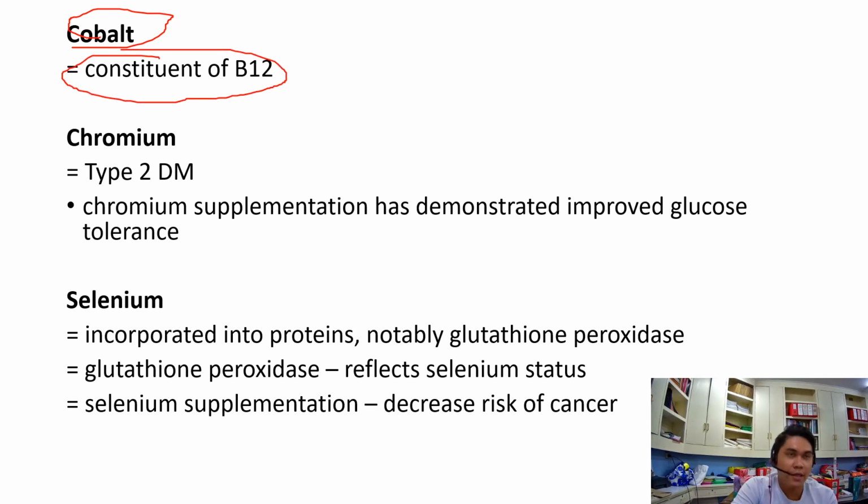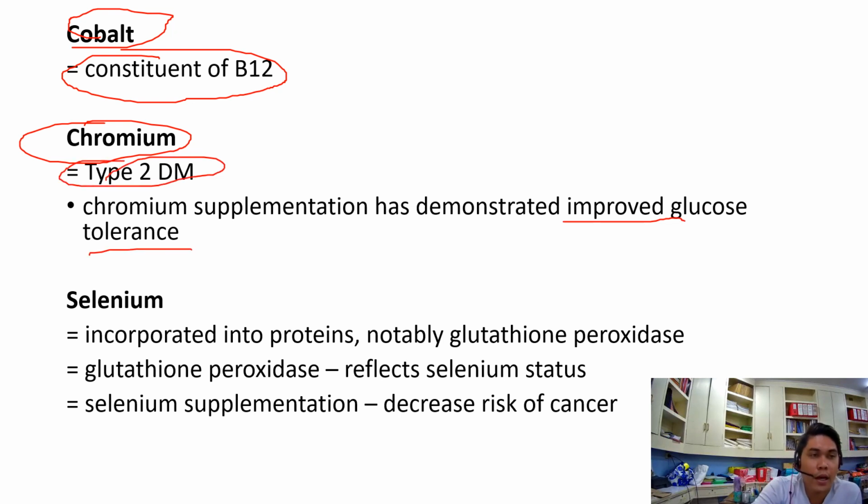That's why the other name of B12 is cobalamin, because it contains cobalt. The next is chromium. Chromium is important for type 2 DM. Chromium supplementation has demonstrated improved glucose tolerance, meaning for those individuals with type 2 DM or insulin resistance, chromium is helpful in bringing back the sensitivity of the receptor to insulin.